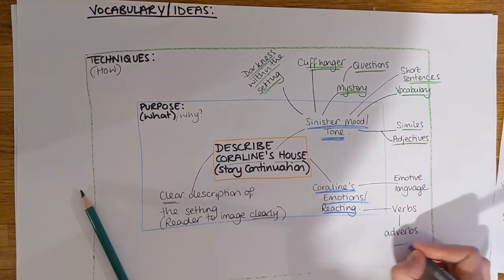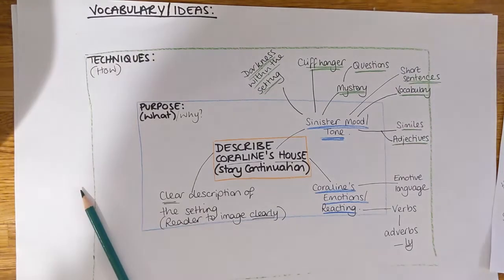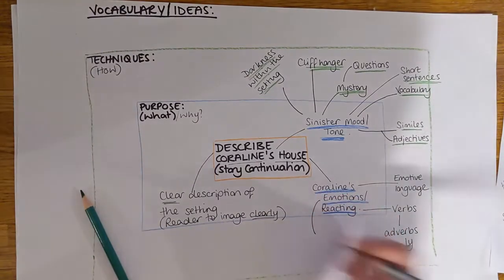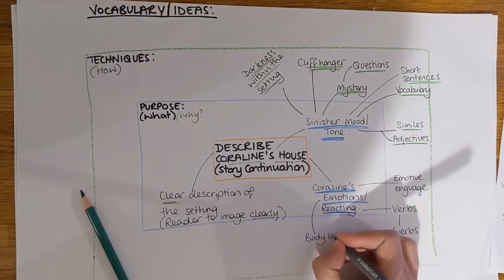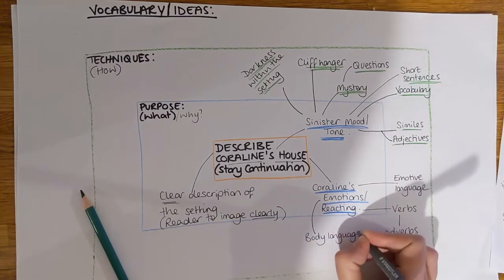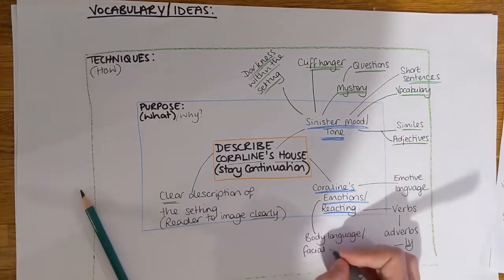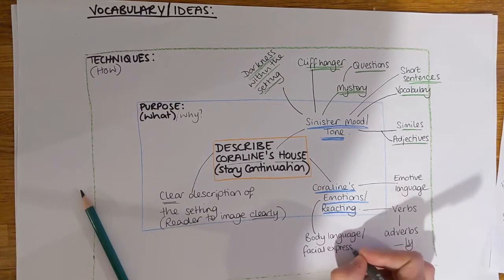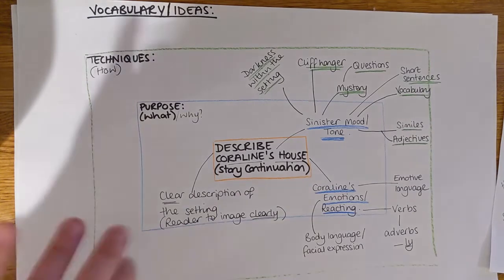So your ly words, so thinking hurriedly, timidly, worriedly, cautiously. All of those again hint at emotions and reactions. And then another way of showing emotion or reacting might be to include descriptions of body language and facial expressions. So again, if you were filming this, that would be your main source of showing how she was feeling. Just because you're writing something doesn't mean you can't include those, right?